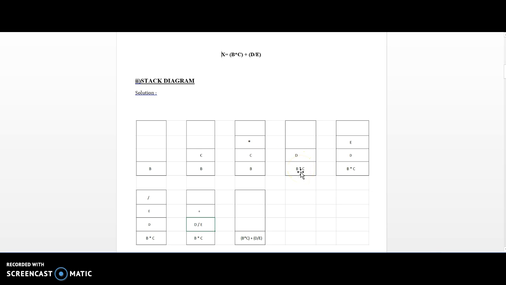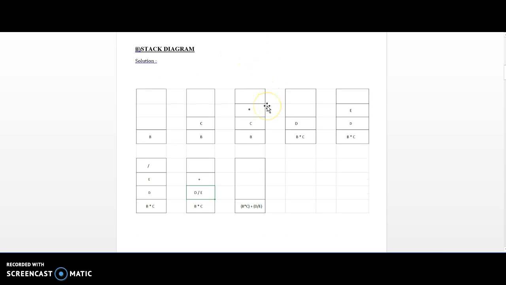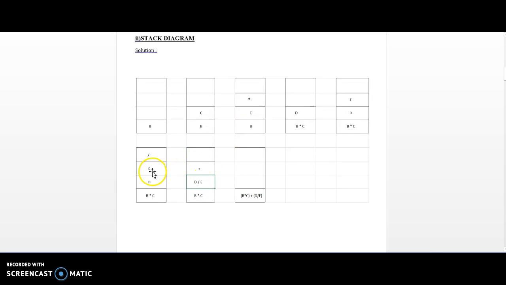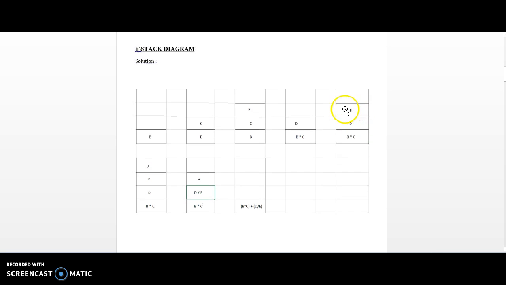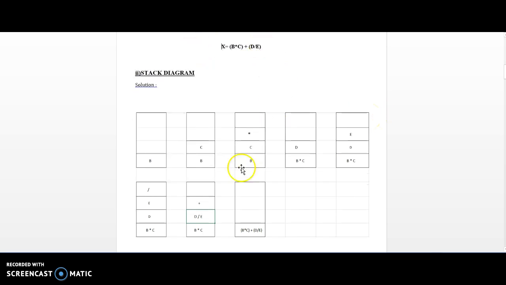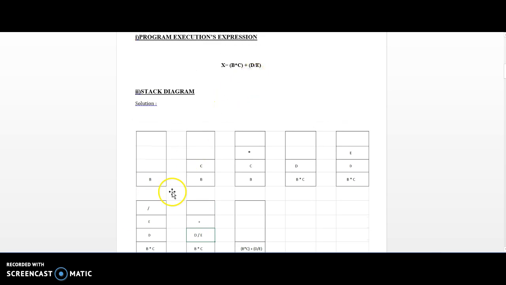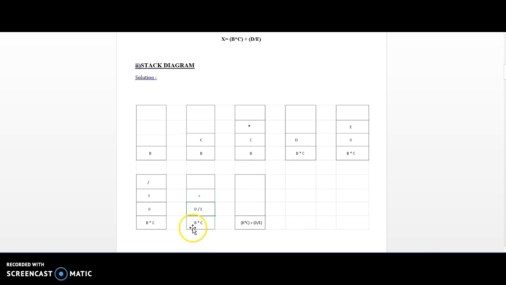Moving on to the fourth stack diagram, you can see we already have our first bracket, B times C. Then you move on to the second bracket, you push D. In the following stack diagram, you push D and E, following the second bracket. Now you push E, and you add the division just like in the second bracket, and you get D divided by E.